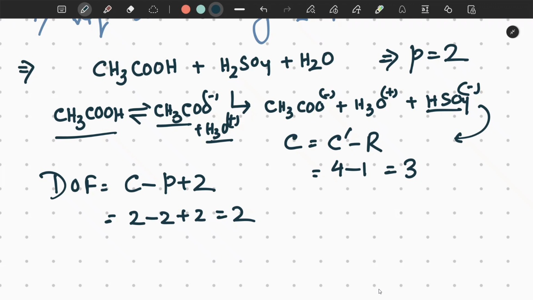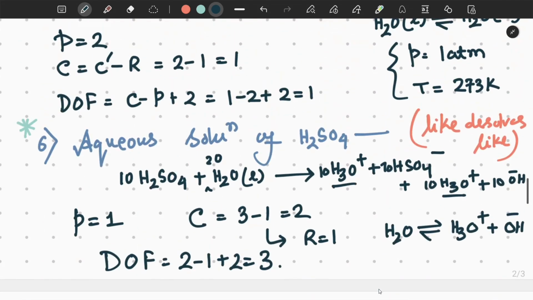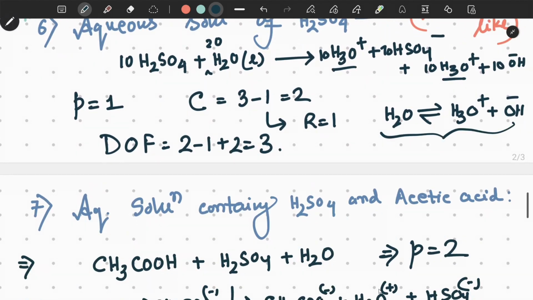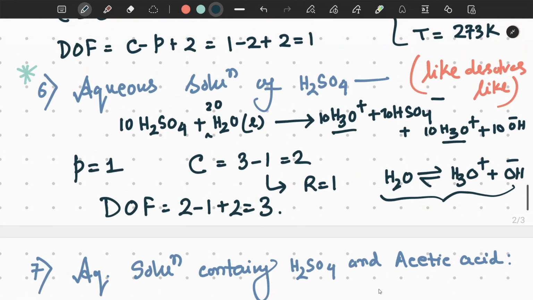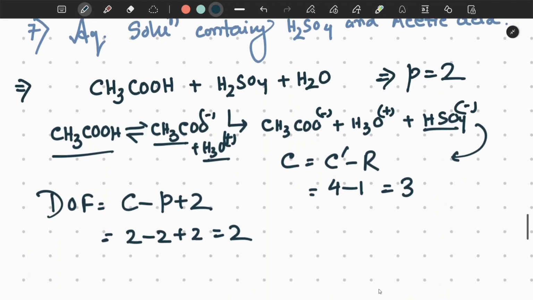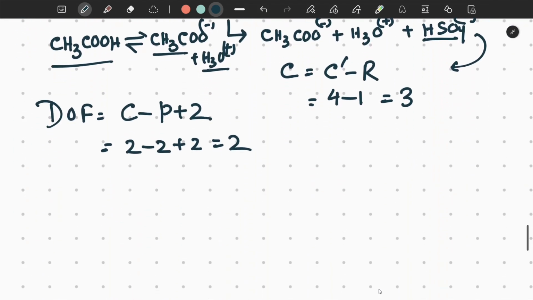If water is in excess, then the OH minus will not impact, as you have already seen. One will be extra, then one equilibrium will be there. So this effect will be cancelled out. That we have already seen. So it will be 3, and then 3 minus 2 plus 2. So it will be 3.